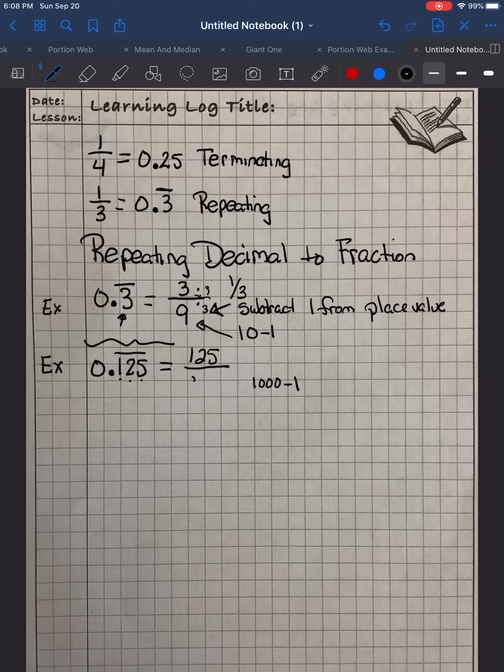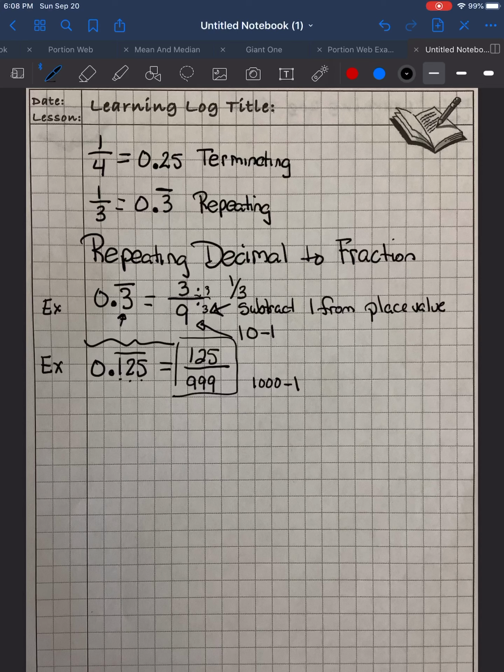Well, 1,000 minus 1 is 999, and that's my fraction. I don't have to reduce it. I could. Well, I don't even know if I could on that one. But I don't have to. That's my answer. I can leave it that way. So actually it does reduce, but I'm not going to worry too much about that one, right?